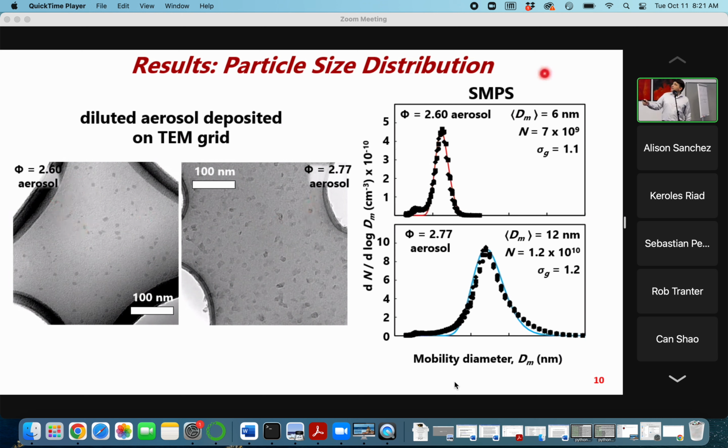And then sampling from the dilution probe to get a particle size distribution based on mobility diameter, we see that these particles are very small, 6 nanometers in the first case and 12 nanometers in the second case. So here we're forming primary particles at the very smallest nanometer scale.